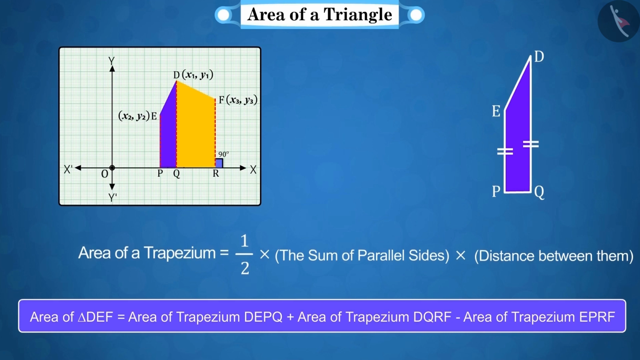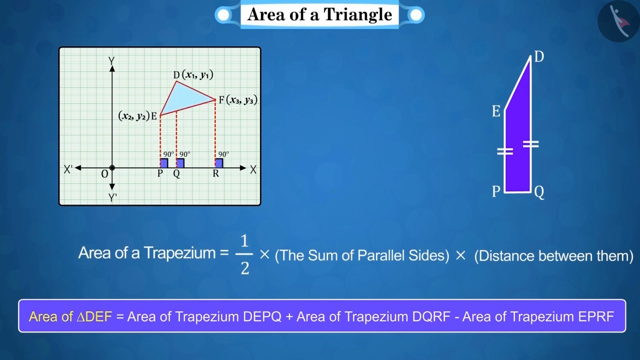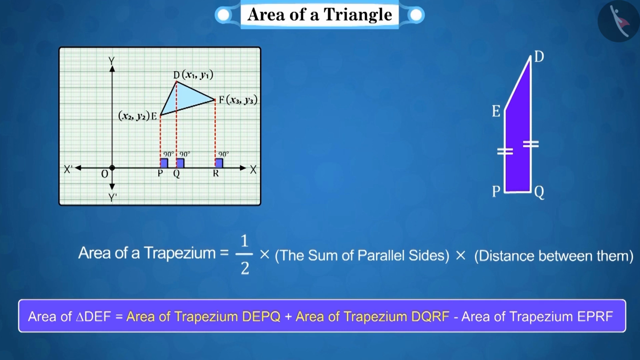But we only have to find the area of triangle DEF. Hence, we deduct the area of the trapezium EPRF from the total area to determine the area of the triangle DEF.